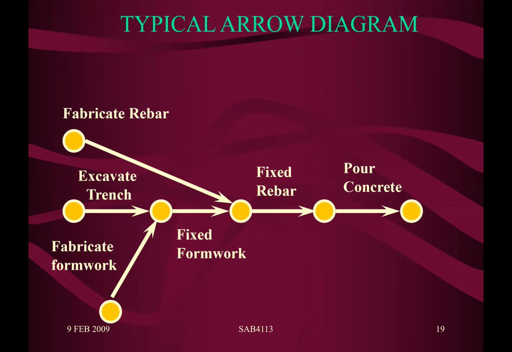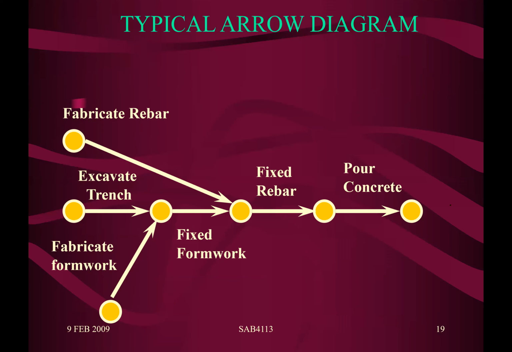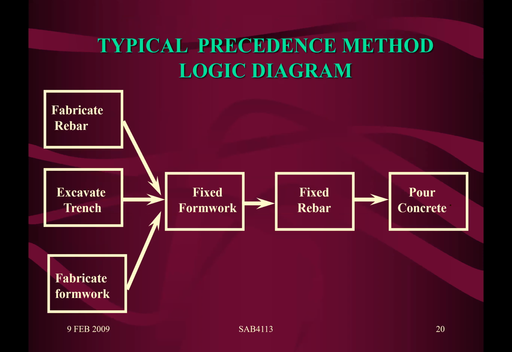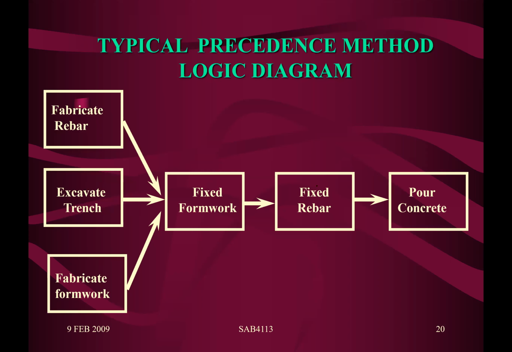So when we talk about network, it means an interrelated diagram. I just want to show the differences between the diagrams. This is what we call the AOA diagram. The activity is on the arrow. This is the arrow, and the activity is written on the arrow. And now the activity is inside the node. This is the AON diagram. You see? Inside the nodes.